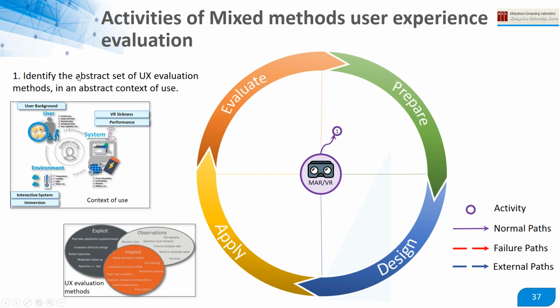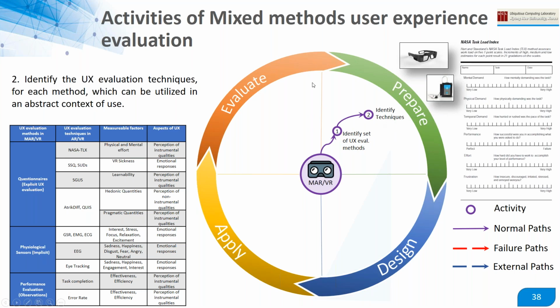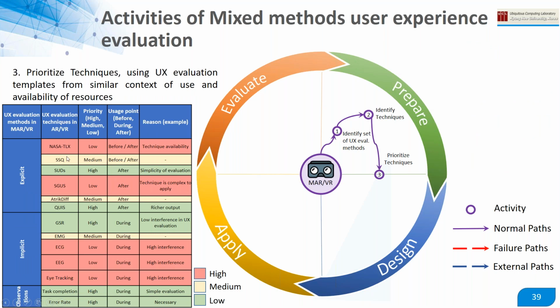At the first step, we have to identify the set of all the evaluation methods and the abstract context of use. For example, we have to identify that in a particular context of use, this method will be the appropriate method, so we have to list down all the UX evaluation methods. And then in each evaluation method, different techniques are available. For example, in the questionnaire, there are different techniques available in order to measure different factors of the user experience, like mental effort, VR6 and learnability. These are the methods and these are the techniques, so we have to identify all those methods and the available techniques. And based on these, we have to prioritize which technique is the best one according to the context of use.